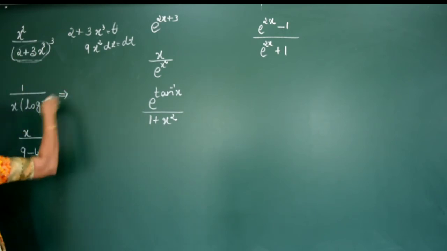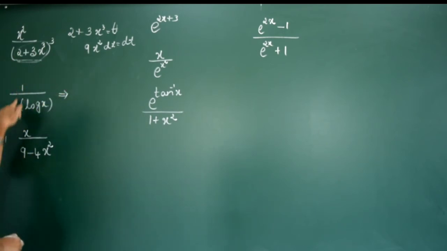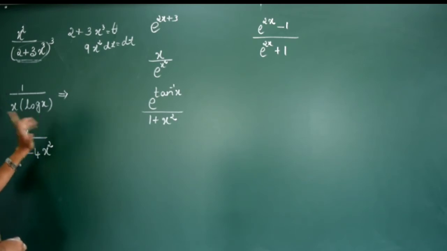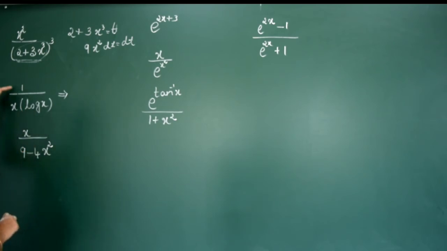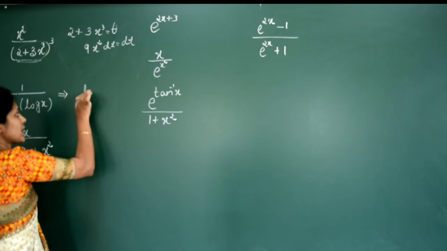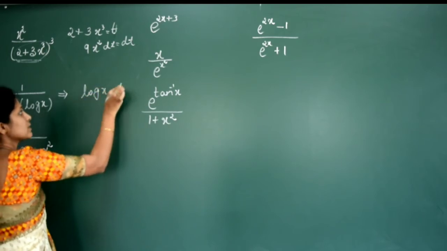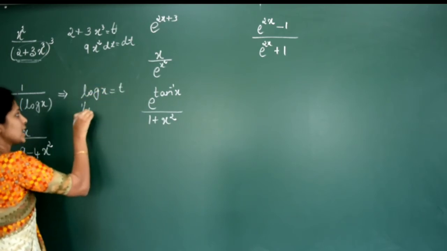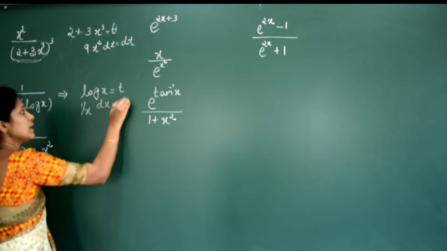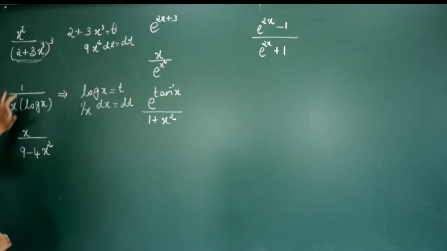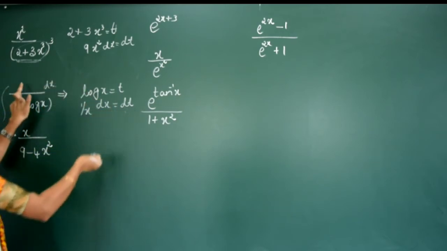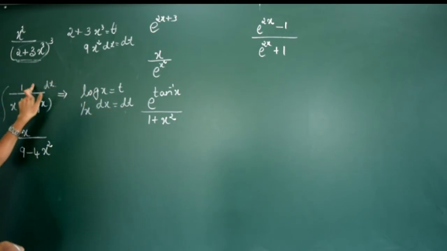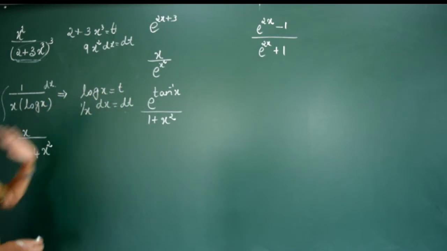Okay. See here, can you give the substitution as x or 1 by x? If you give the substitution x or 1 by x, you will not get log x. But if you give the substitution for log x, the derivative of log x will be 1 by x. So give the substitution log x equal to t. So 1 by x into dx will be equal to dt, and 1 by log x will be equal to t. We have solved a similar problem.